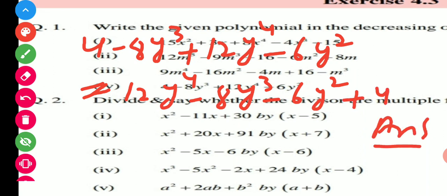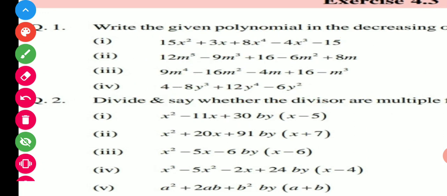So you can write easily in descending order of the power of the variable. So y is the variable and descending power means you have to arrange the powers in decreasing order. So you can do very well. The second part and third part are for your homework. So you can do at home.